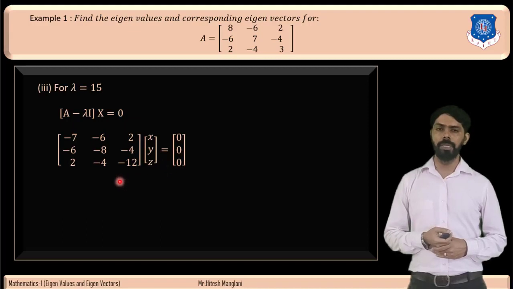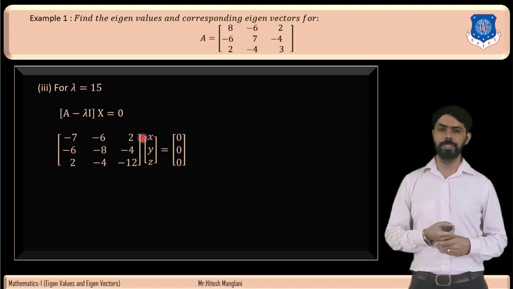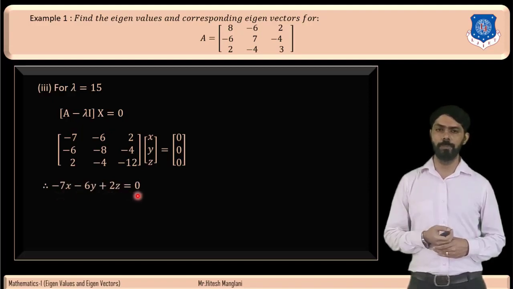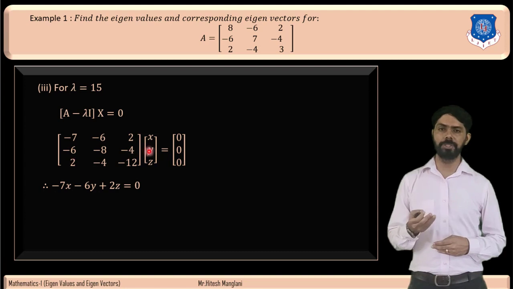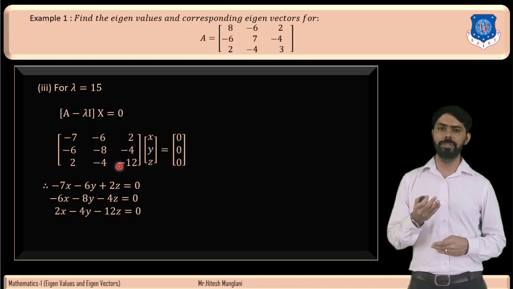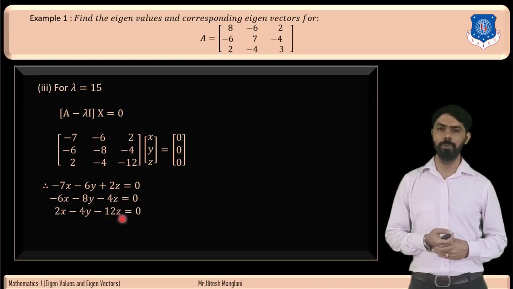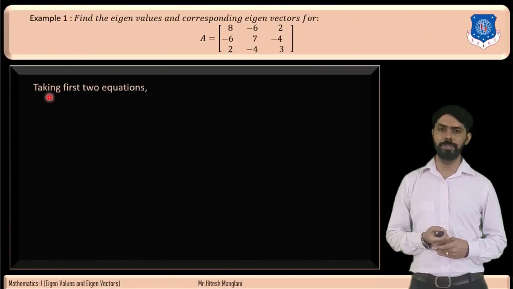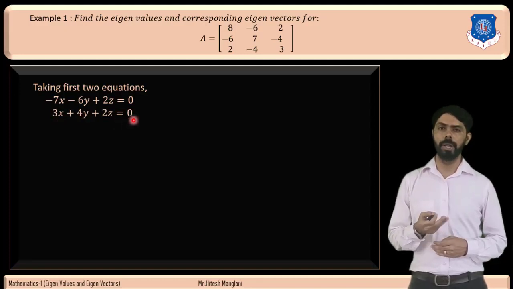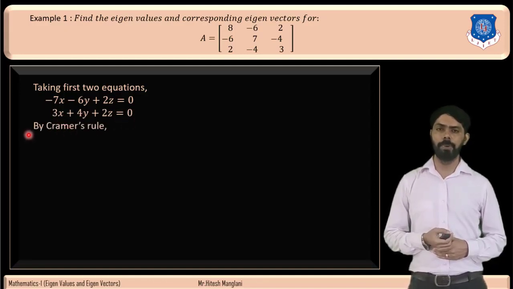Now if we write down the equations from this matrix, the first equation will be minus 7x minus 6y plus 2z is equal to 0. The second equation will be minus 6x minus 8y minus 4z is equal to 0. And the third equation will be 2x minus 4y minus 12z is equal to 0. Now taking the first two equations, the first equation is minus 7x minus 6y plus 2z is equal to 0, and the second equation will be 3x plus 4y plus 2z is equal to 0. Now here we will use Cramer's rule.